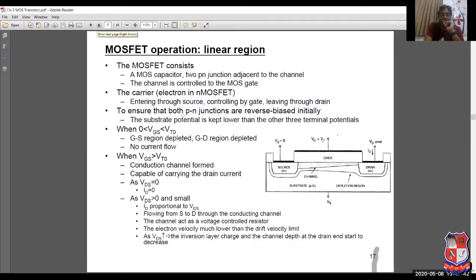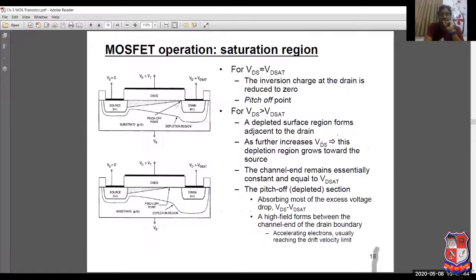So it will reach a point whenever your VDS is equal to VGS minus VT, and pinch off will take place. Pinch off means the channel will be completely tapered at the drain side. This is the voltage at which your channel is completely off from the drain side, and that is known as the pinch off voltage. So the value of VDS at which the pinch off takes place is known as the pinch off voltage. What is the value of this pinch off voltage? This value of VDS is equal to VGS minus VT. VGS minus VT is the voltage at which the pinch off takes place.